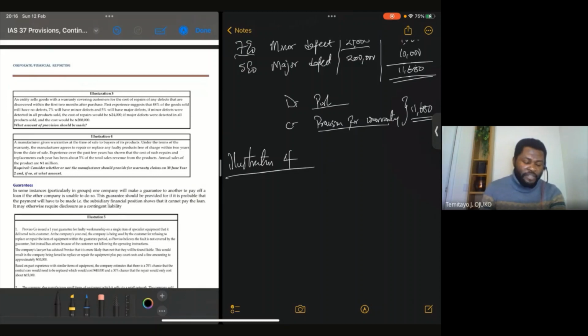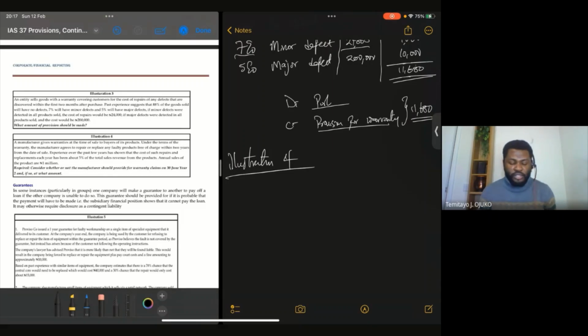Illustration 4. A manufacturer gives warranty at the time of sale to buyers of its product. Under the terms of the warranty, the manufacturer agrees to repair or replace any faulty product free of charge within 2 years from the date of sale. Experience over the past few years has shown that the cost of such repairs and replacement each year has been about 5% of total sales revenue from the product. Annual sales of the product are 1 million. Consider whether or not the manufacturer should provide for warranty claims on 30 June year 2, and if so, at what amount?